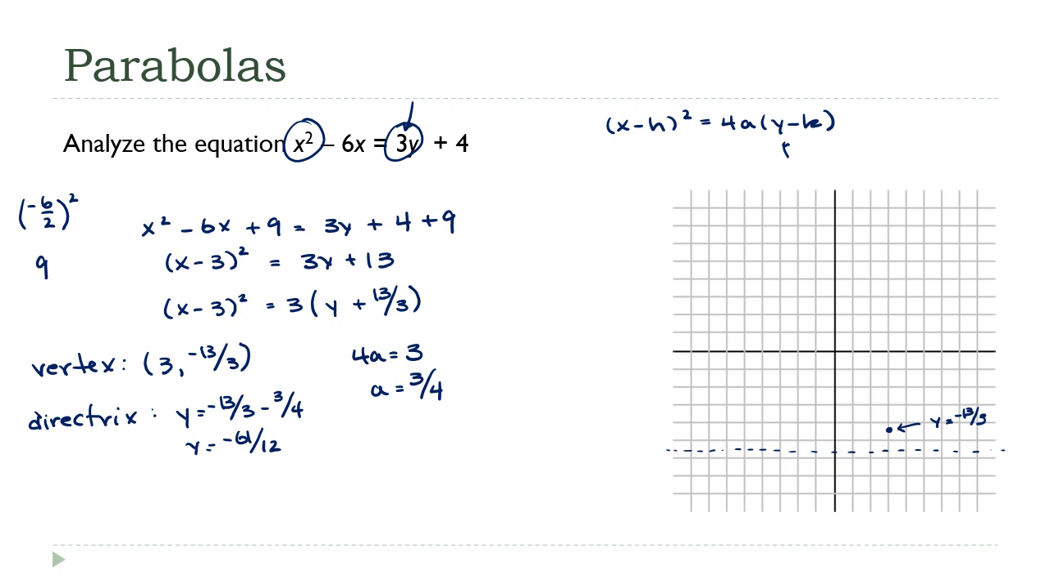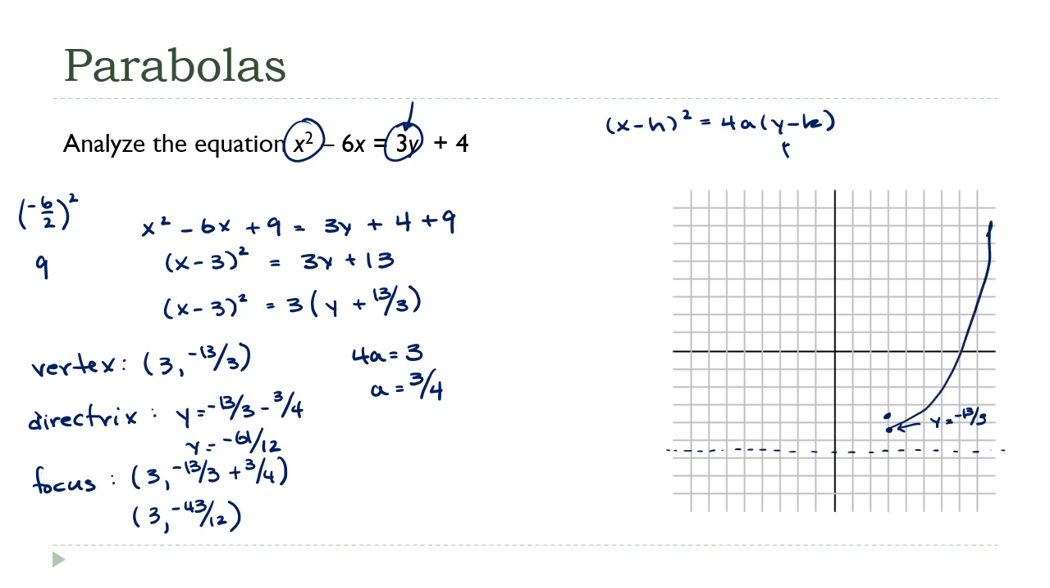Okay, so how about the focus? Well, the focus is 3/4 up from there. So this is going to be 3 comma negative 13 thirds plus 3/4. And we're going to have to do a common denominator. So this will be negative 52 plus 9, which is negative 43 twelfths. If we go over here to the graph, the focal point is 3/4 up from there. That's going to be right about there, and that's going to give us our parabola.